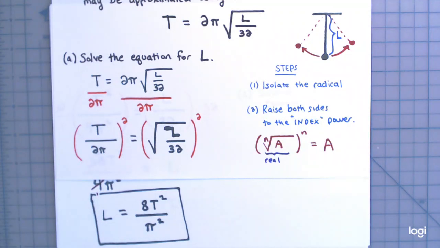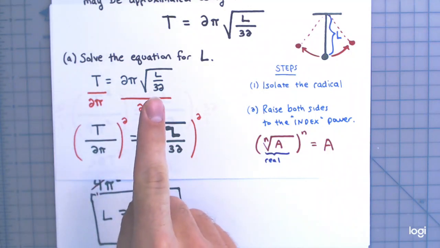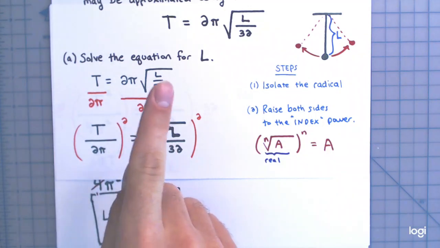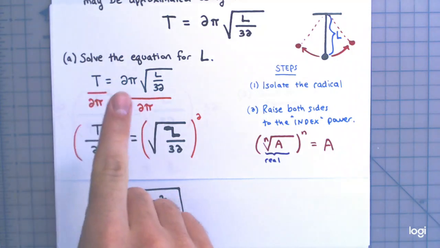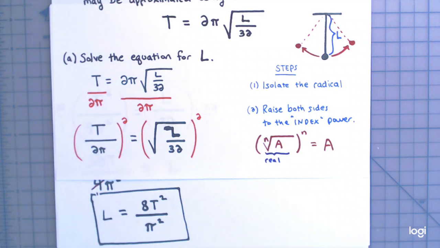It's just like any equation. If we were to check our solution, if you were to plug this in, 8t squared divided by pi squared, for L, you would go through and simplify this, and you'd end up with t equals t. If you tried that out, again, you can do that on your own. So this would indeed be a good solution for L, right?